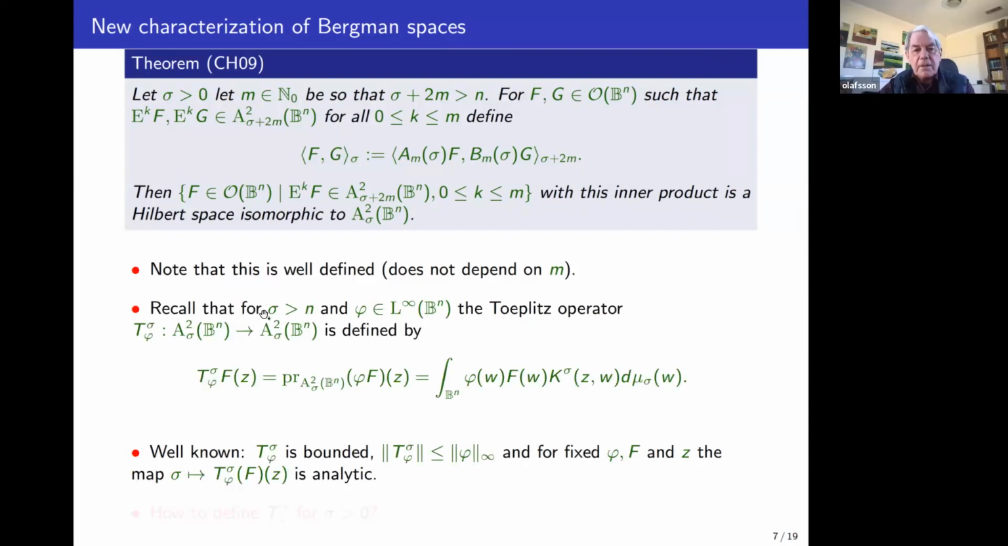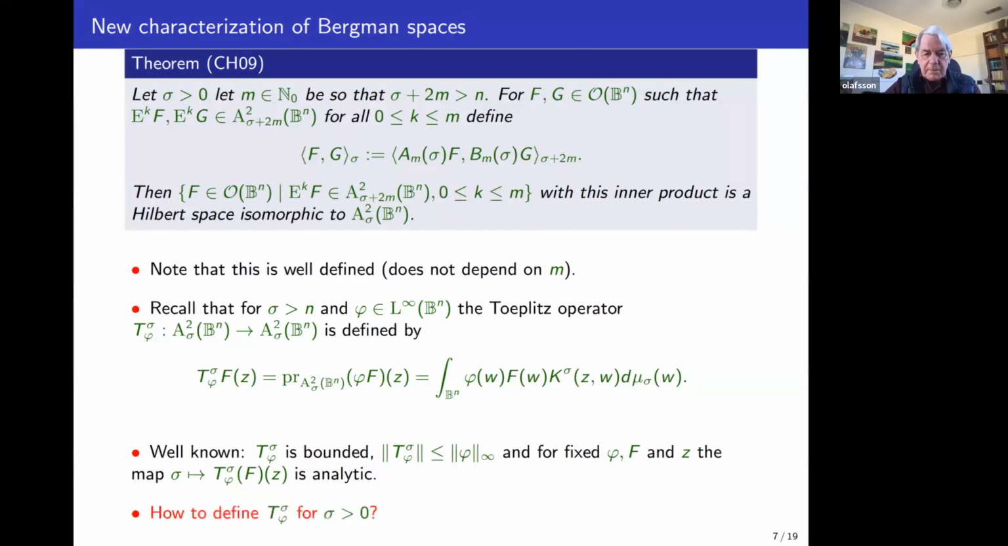As we know, the Toeplitz operators for sigma greater than n are defined by this orthogonal projection, which is also just the inner product and the integral where you multiply with f and take the reproducing kernel. And this is a bounded operator. It is linear. The norm is bounded by the norm of phi. And what is also important here is that the map, where you keep everything fixed except the sigma, is very easy to see to be an analytic map. Okay.